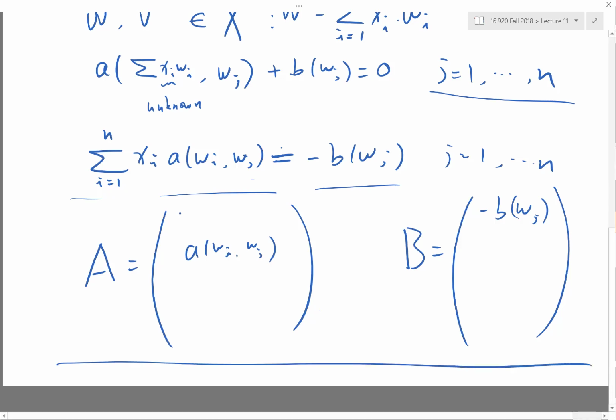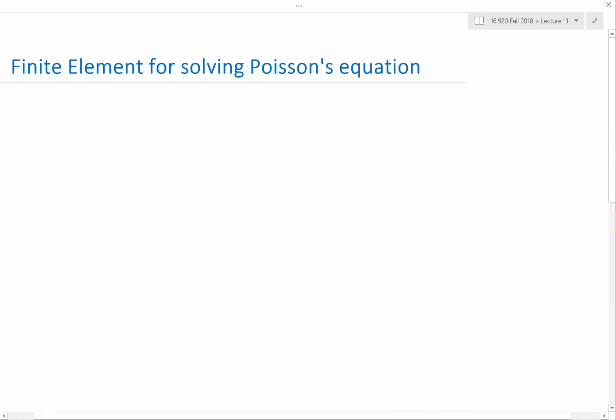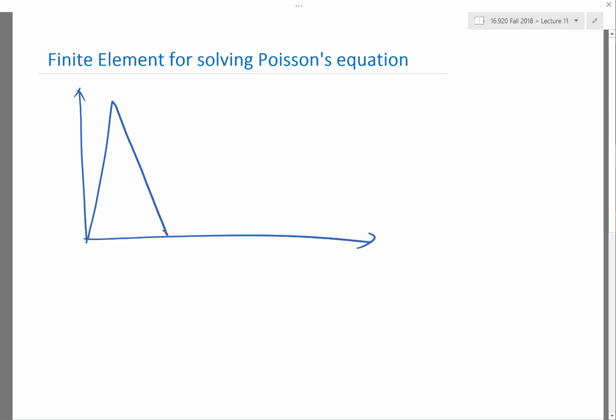Now, up to now, I have not yet defined what kind of space I'm in. As long as I have a finite dimensional space, as long as I can find a set of basis functions, this is the same. But now to actually start to compute the A's and B's, we now need to specify what the basis functions are. And we started in the last lecture by defining a particularly convenient set of basis functions. That's the nodal basis functions, right?